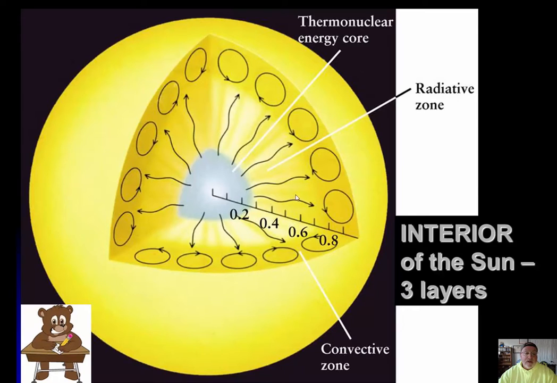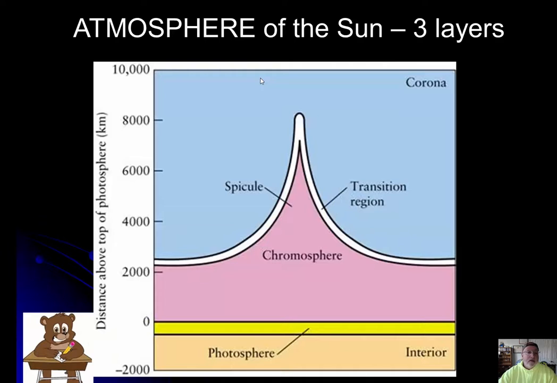This is sort of like when you put your hand out to a campfire. You can feel the radiation, and then there's a convective zone, which moves the energy from the core through the radiative zone and the convection out to the surface, which is called the photosphere. So this is the interior's 3 layers of the sun, as well as the photosphere.